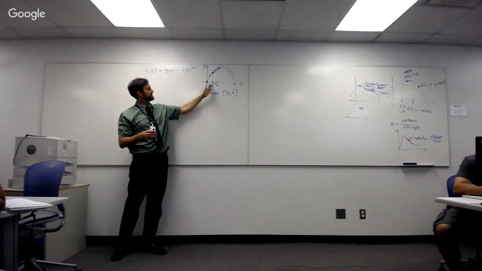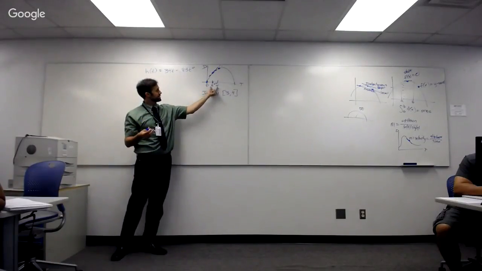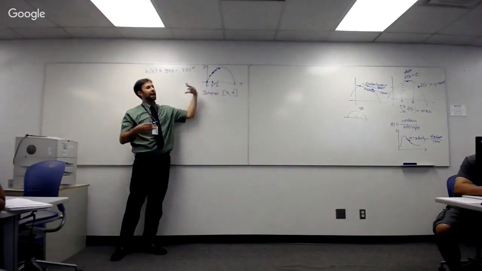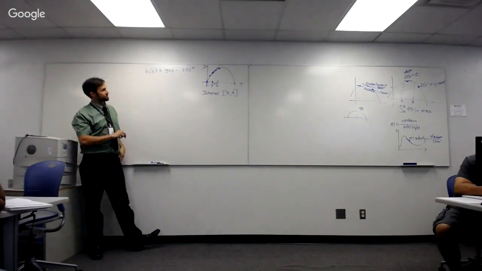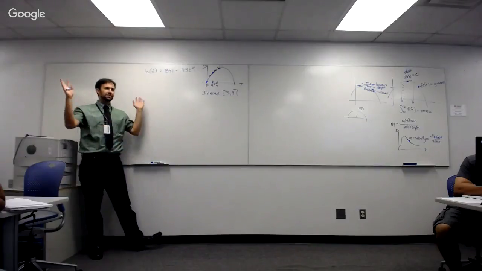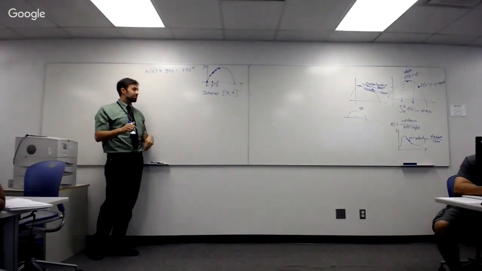How fast is the arrow going at the 3rd second? We don't know, but we can calculate the average velocity over shorter and shorter intervals, and that will approximate for us the instantaneous velocity of the arrow at time equals 3. Okay, so that's just setting up the problem. Now how are we going to do this?